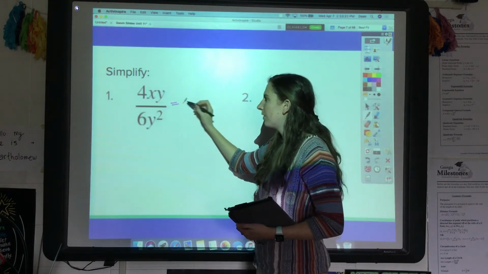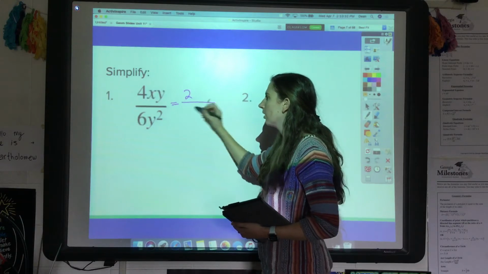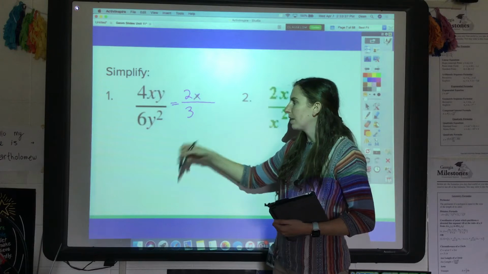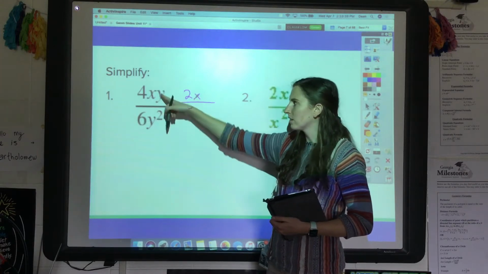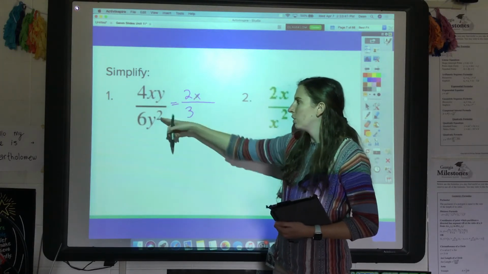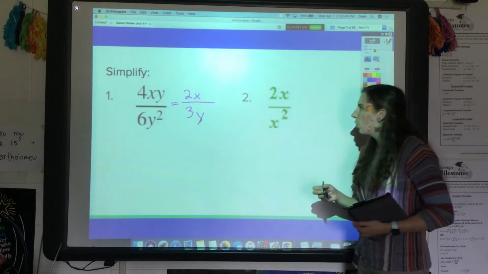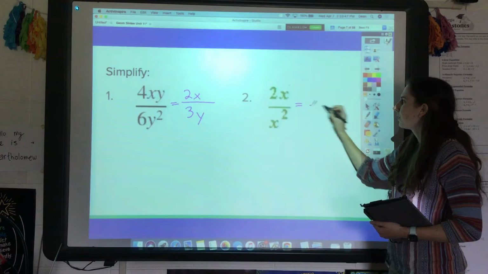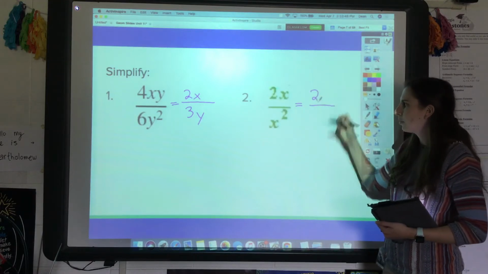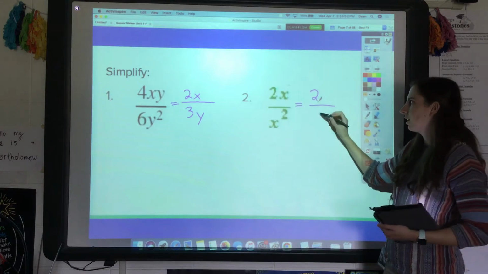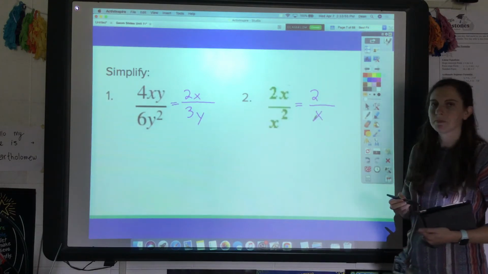4/6 simplifies to be 2/3 if you divide them both by 2. And the x stays on top, but if I have 2 y's down here and I cancel out one of the y's on top, 2 minus 1 leaves 1 y on the bottom. Or like on this one, the 2 stays on top, and I have 2 x's on the bottom and 1 x on the top, so 2 minus 1 leaves 1 x on the bottom.